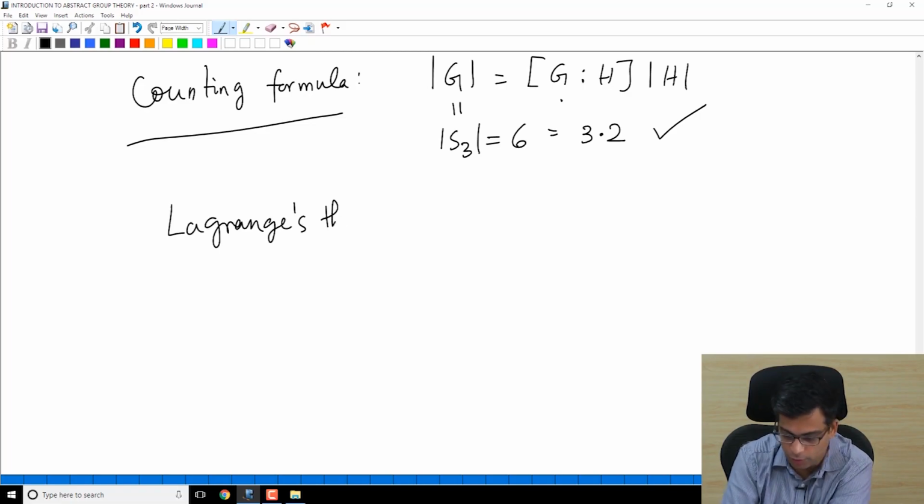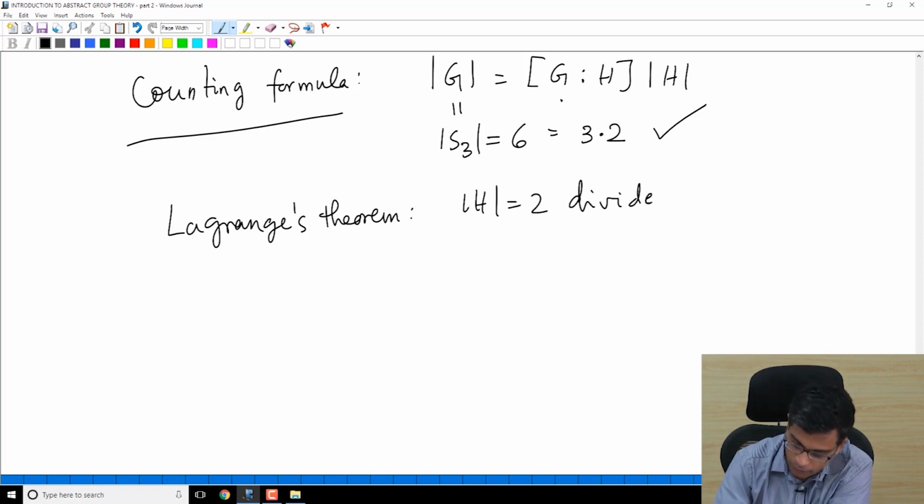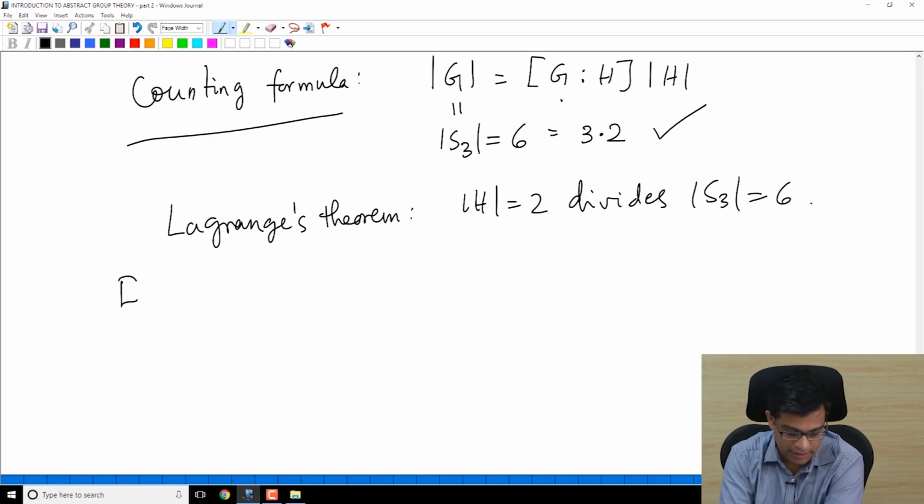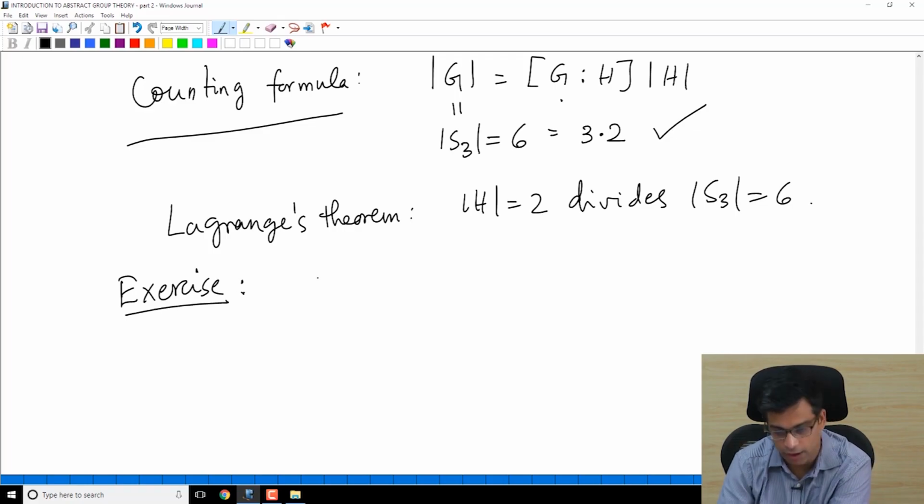For that you don't need to do any coset calculations, right? Because order of H, which is 2, divides order of S3, which is 6. So as an exercise, I will strongly urge you to do this to get comfortable with calculations of cosets.